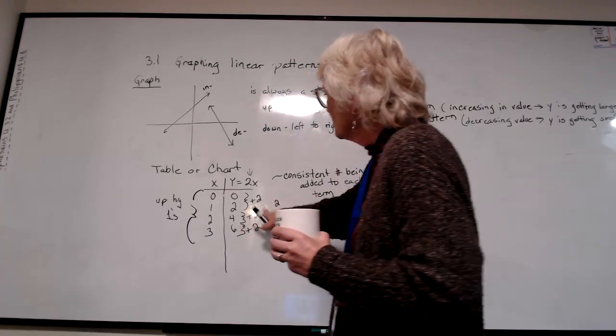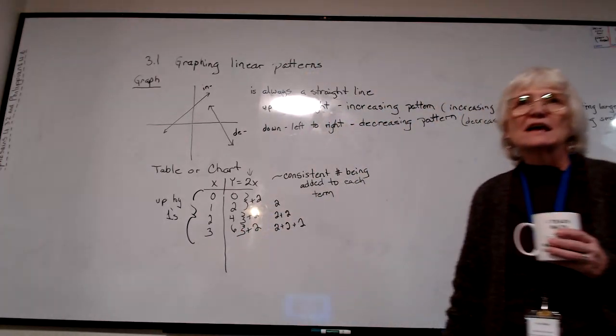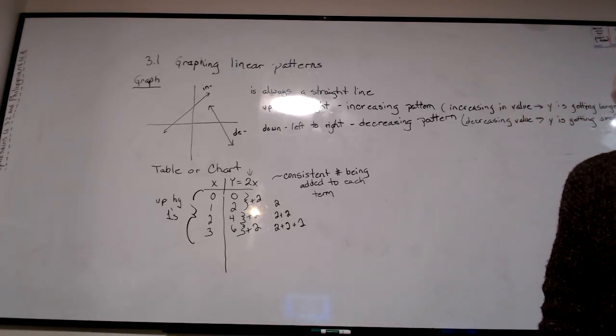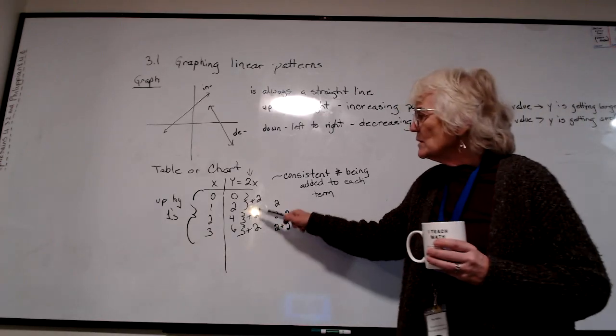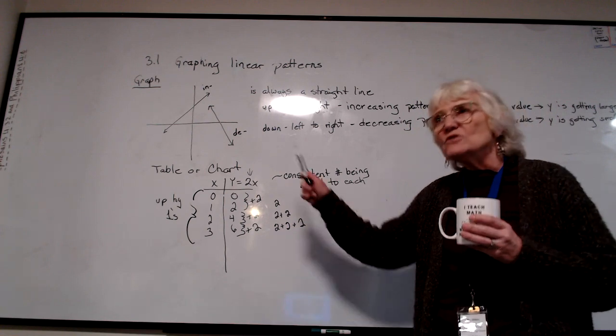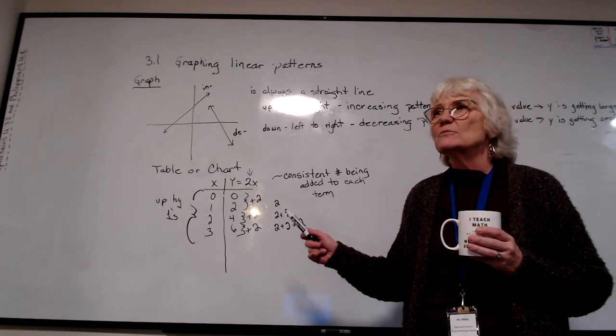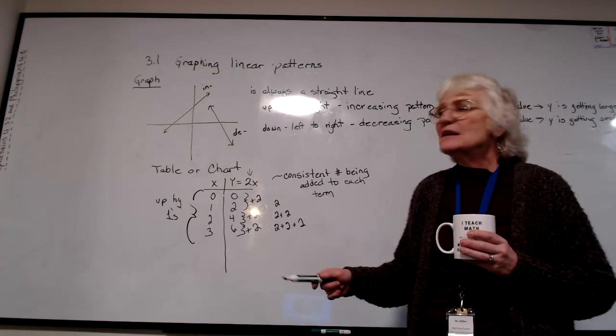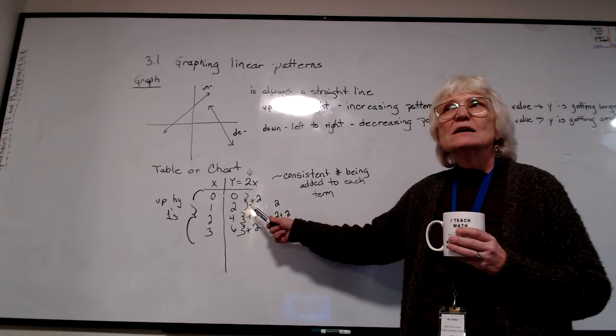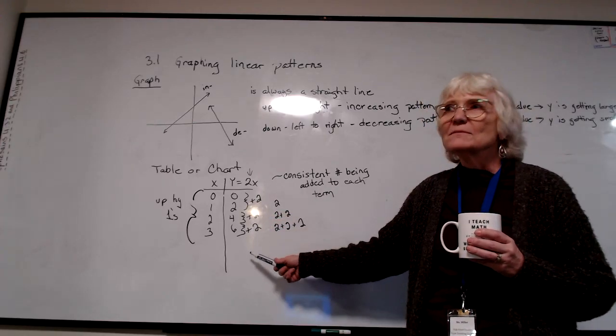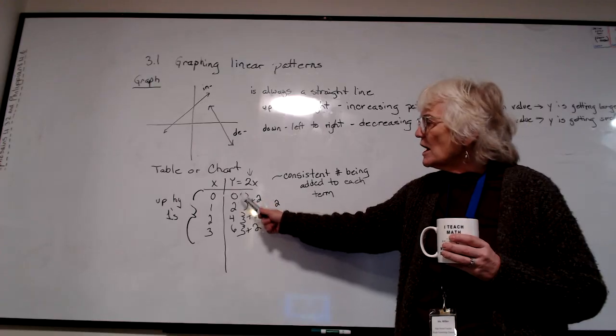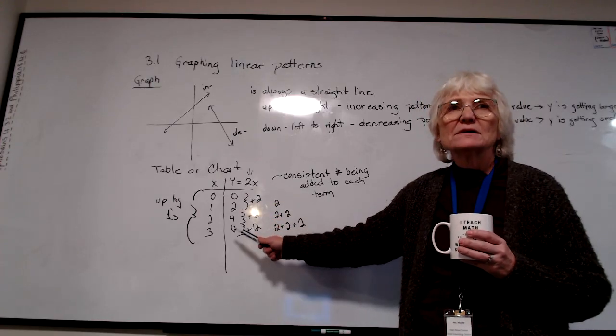So in this case, we're adding 2 each time. That is a linear pattern. When you see that it's always adding the same number, you know that it's a linear pattern based on that. Now we're adding a positive 2 each time. So that means my y value is going up, correct?